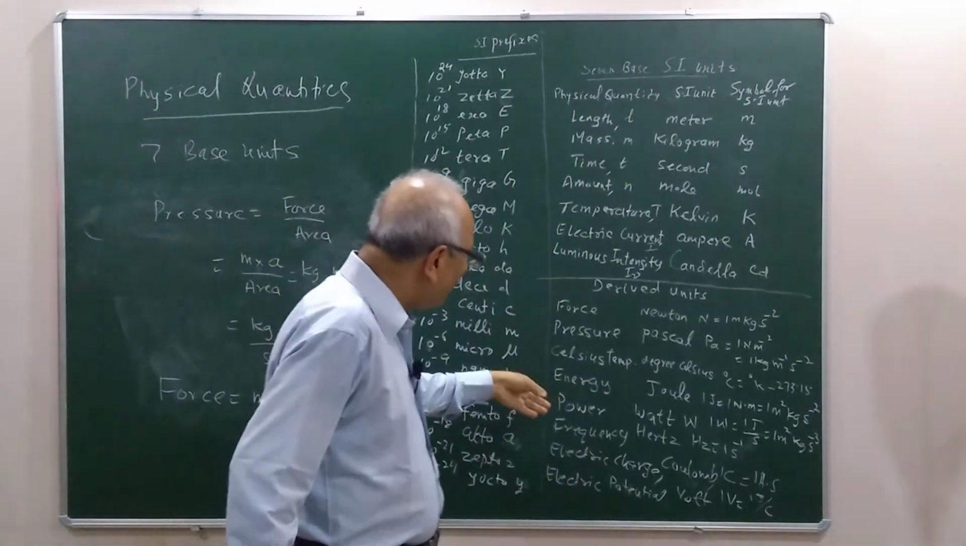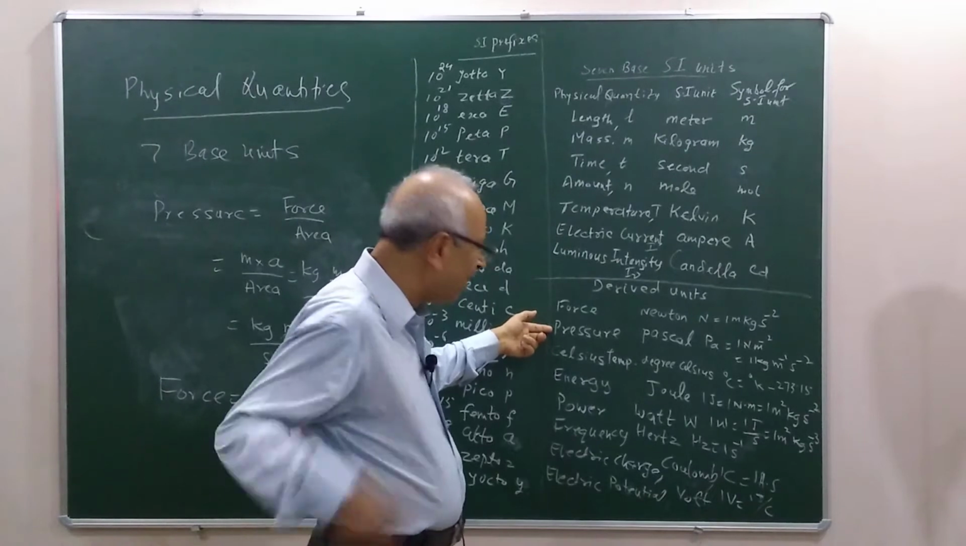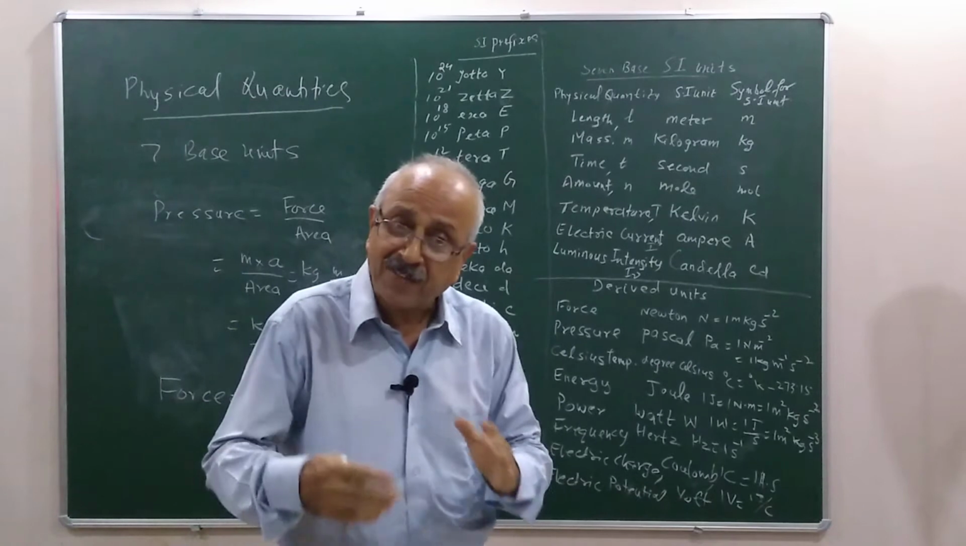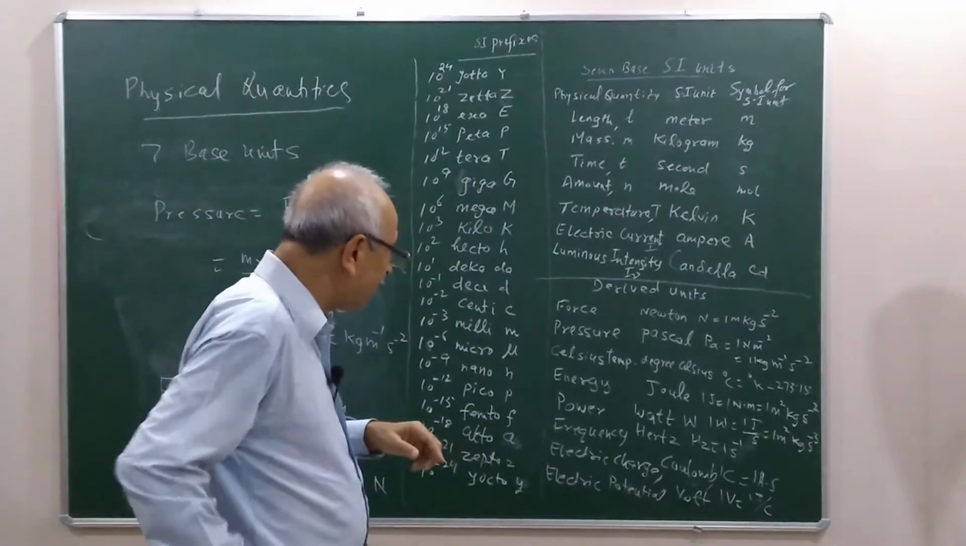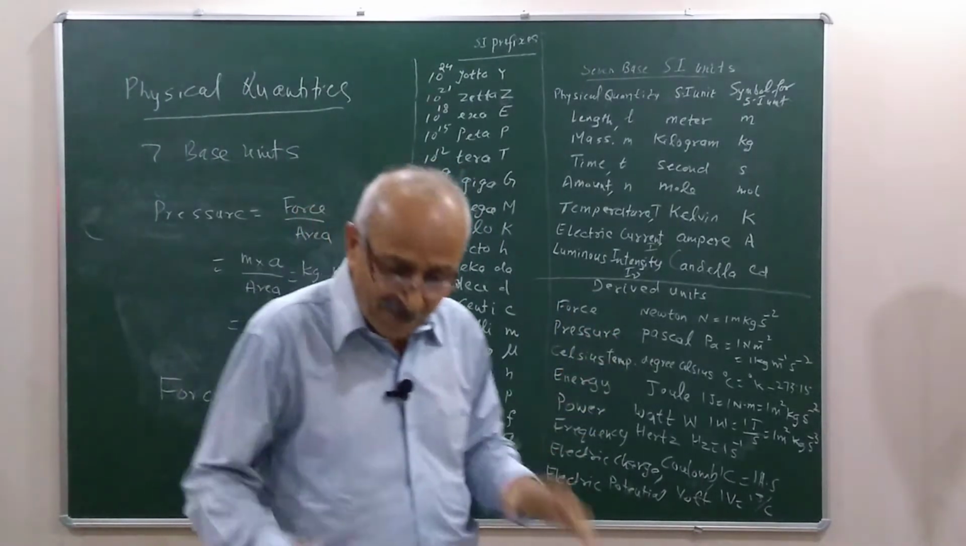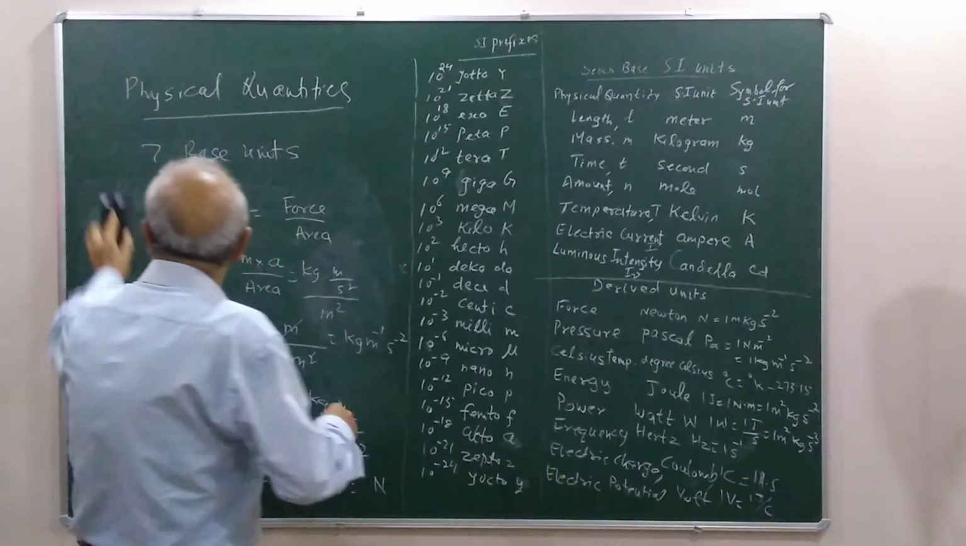Then derived units, you can see that in chemistry, we are talking of pressure, we are talking of volume, you are talking of temperature in the Kelvin scale, and the Kelvin scale can be converted into the Celsius scale also. Frequency also we are using. All these will become important when we consider the units in chemistry.